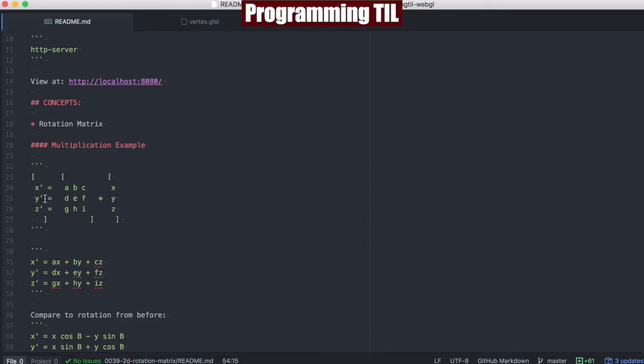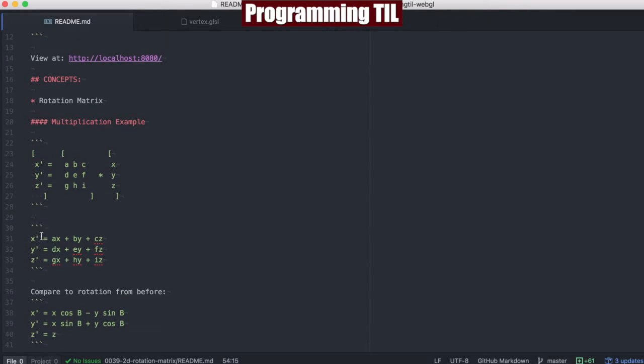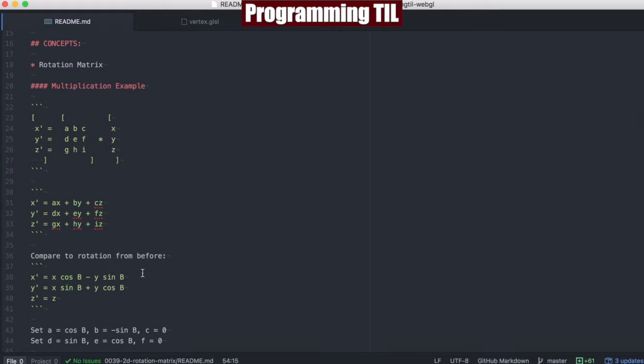So here you can see our general matrix multiplication example, and it's a 3 by 3, and here's the output. If you compare to the rotation formulas we came up with in the previous episode, you'll see we want x cosine b for the rotation, and this is going around the z-axis, and then minus y sine b, and then x sine b and y cosine b.